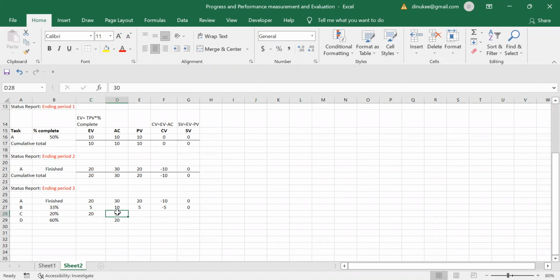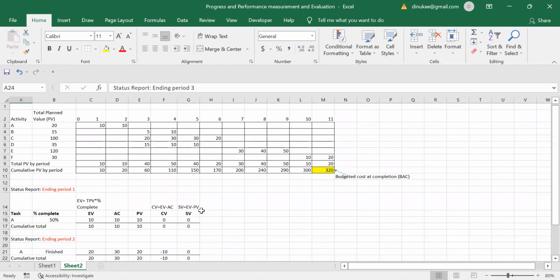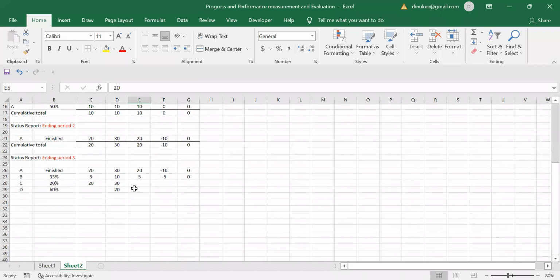The actual cost is given, and also the planned value. So now we are in the ending period three. At the ending period three, what is the planned value for the activity C? In this ending period three, what is the planned value for C? Very good. It should be 20, right? So it should be 20 here.